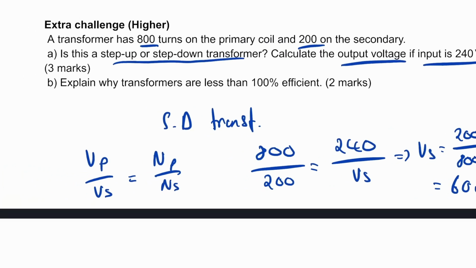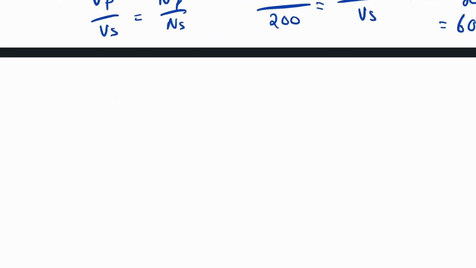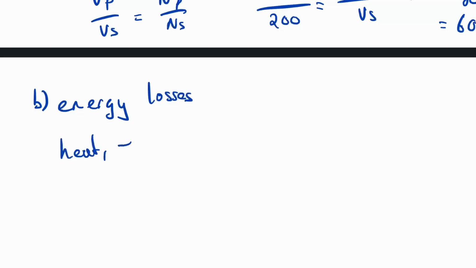Okay, and so then the last part of our ChatGPT generated paper: explain why transformers are less than 100% efficient. Again, you're looking at energy losses in the transformer itself. So where do they come from? Again, you could say energy is lost as heat, and you could say it's lost in the wires or in the core of the transformer. Remember, usually it's going to have an iron core.